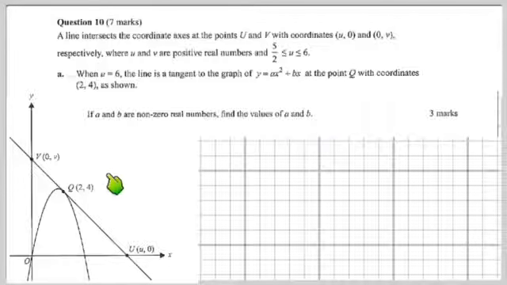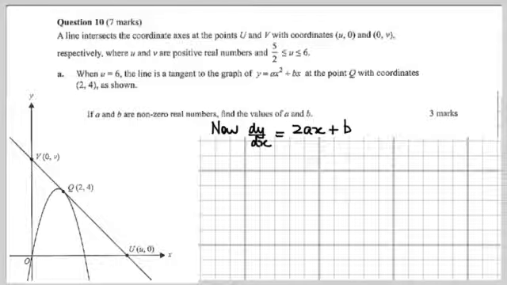One of them will be based on gradient, I think, and one of them will be based on subbing in these values into the original function, I would imagine. So let's go with that. dy/dx is 2ax plus b, as we can see. Now, the gradient of QU, okay, do you see that? QU, okay, is y2 minus y1 over x2 minus x1, which is 4 minus 0 over 2 minus 6, because u is 6 in this case, guys.